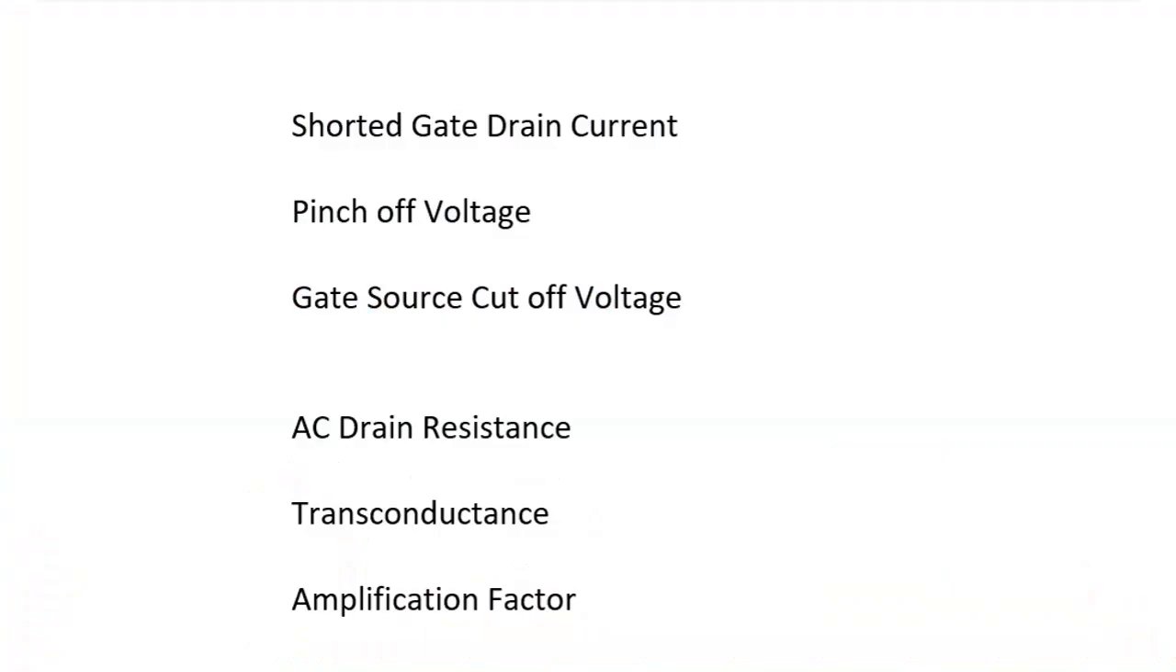Describing a JFET circuit, the following terms and parameters are important. So first of all, I will introduce those terms and then we will explain about those terms. First one is shorted gate drain current, then next is pinch off voltage, and then gate source cutoff voltage, and there are other three parameters: AC drain resistance, transconductance, and the amplification factor.